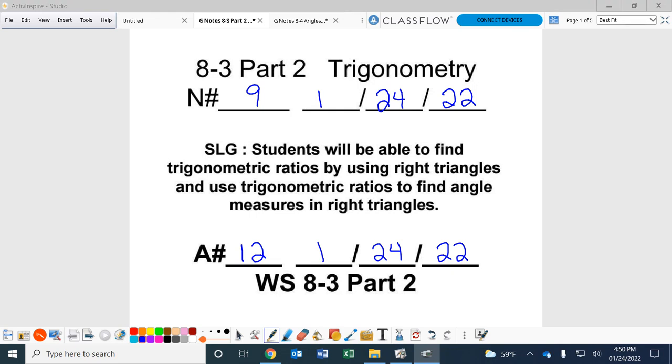Okay, so this is going to be part 2 of trig. This is going to be finding angles using trigonometry, the stuff you started with yesterday. You're still going to be using your sine, cosine, and tangent, but now you're going to be using that -1 button for each one of those. So let's go ahead and get into this.